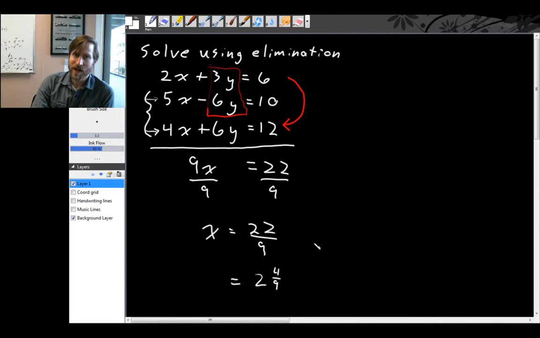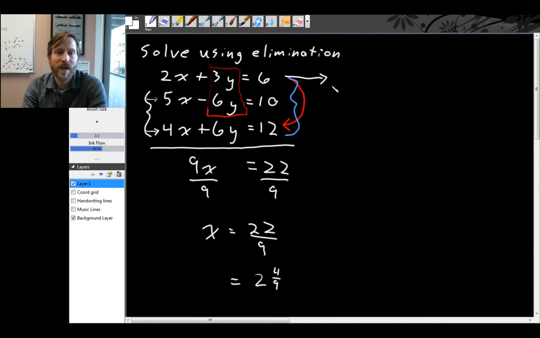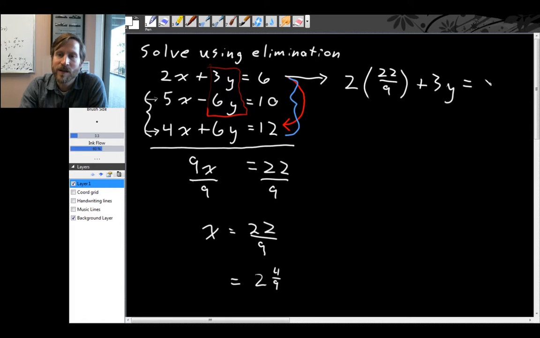We know x, but remember, to solve a system of equations, we need to know x and y. So we need to go back and find y. To do that, we can take any of these equations up here that we started with, any of these three, whichever one we think is most convenient to work with. Just for no real reason, I'm going to use this first one. Now we know what x is, so let's plug in our value of x. We get 2 times x, and x we now know is 22 over 9, plus 3 times y equals 6.